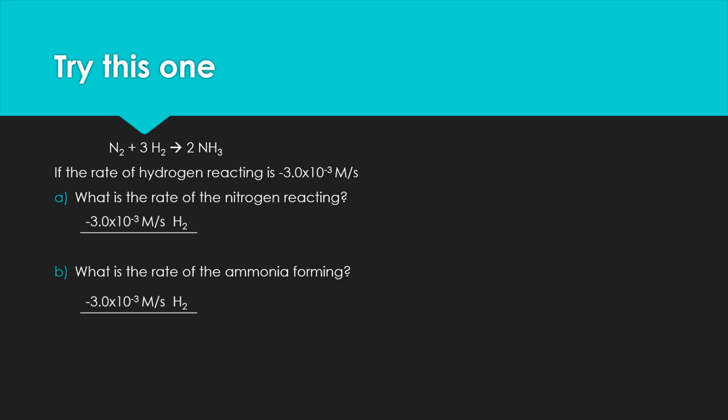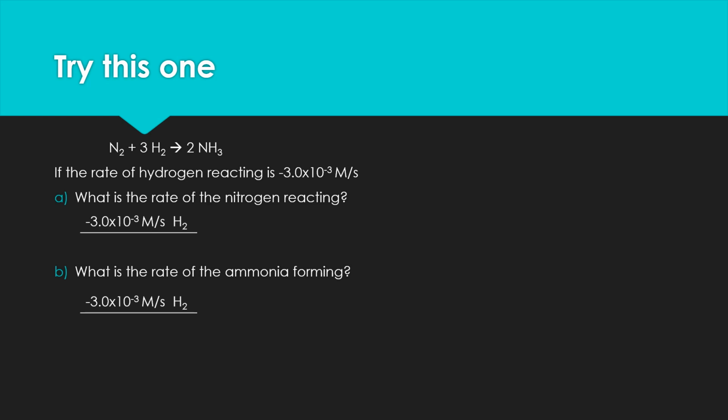All right, let's take a look at a couple of examples of finding our rate of a chemical. So if the rate of hydrogen reacting is negative 3 times 10 to the negative 3 molarity per second. So the negative indicates that hydrogen is disappearing. Part A says, what is the rate of the nitrogen reacting? So we want to know the rate of the reaction for nitrogen.